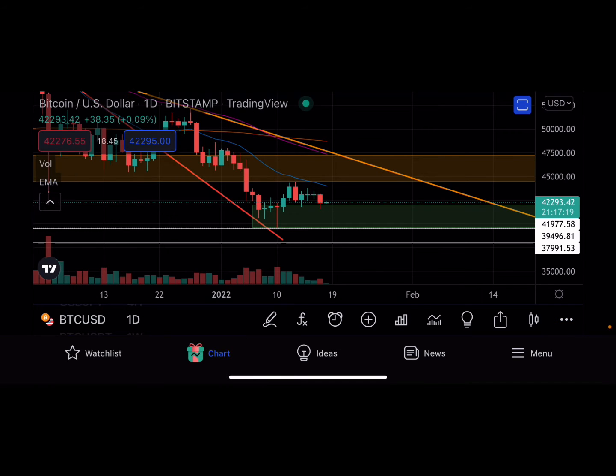Generally, I do switch my indicators up. I do change my EMAs, but generally on these updates, I'm using the 20, the 50, and the 200 period EMA on the daily time frame.